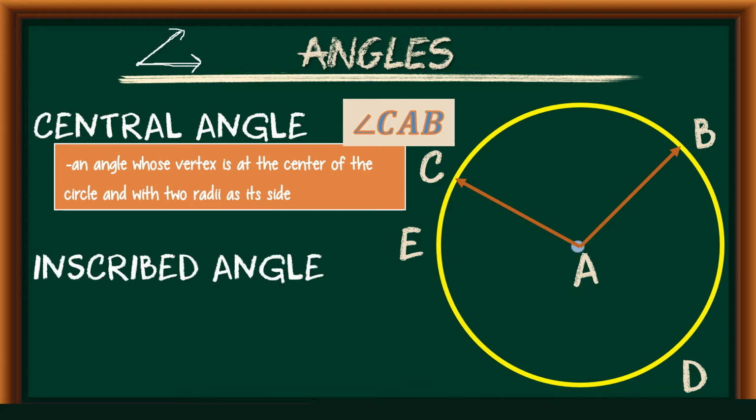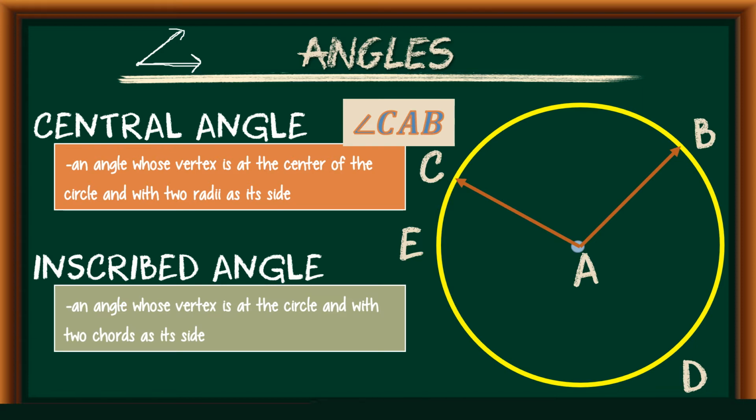Next, inscribed angle. Inscribed angle is an angle whose vertex is on the circle and with two chords as its sides. So kung si central angle, ang vertex niya ay nasa center, si inscribed angle, ang vertex niya ay nasa mismong circle. And ang legs niya ay dalawang chords. Unlike central angle, ang legs niya ay dalawang radii.